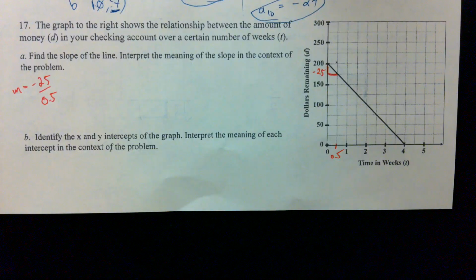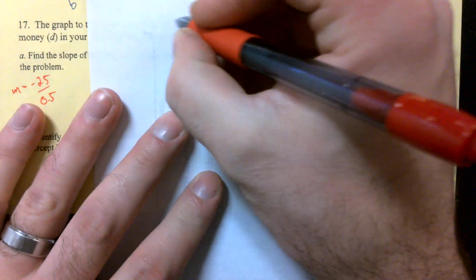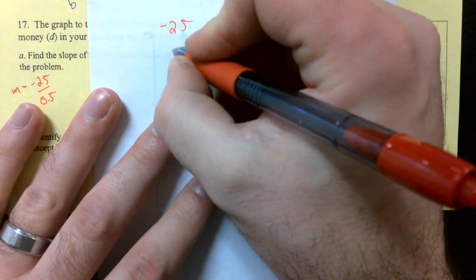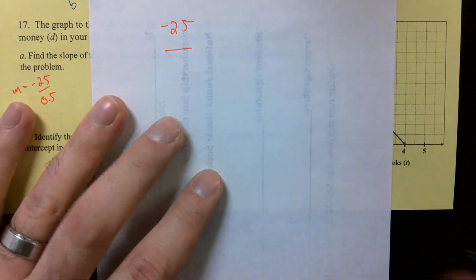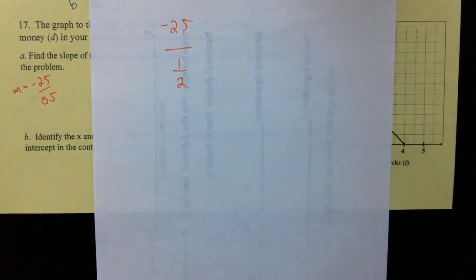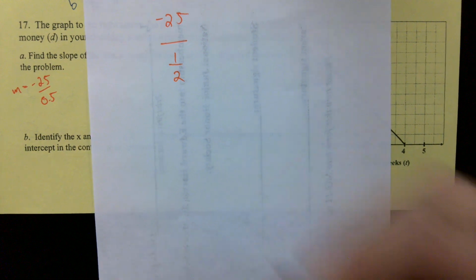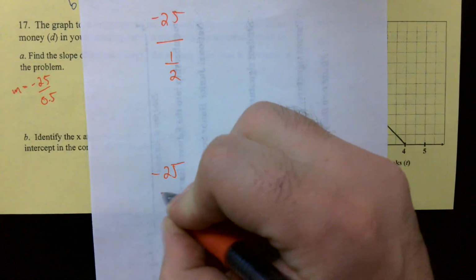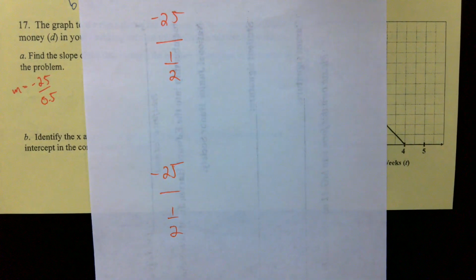How can I turn 0.5 into a fraction? 1/2. So if I have negative 25 over 0.5, 0.5 is 1/2. So now I have a fraction in a fraction. There's 2 ways I could tackle this. Right, this is kind of a sidebar, but it's good to know.